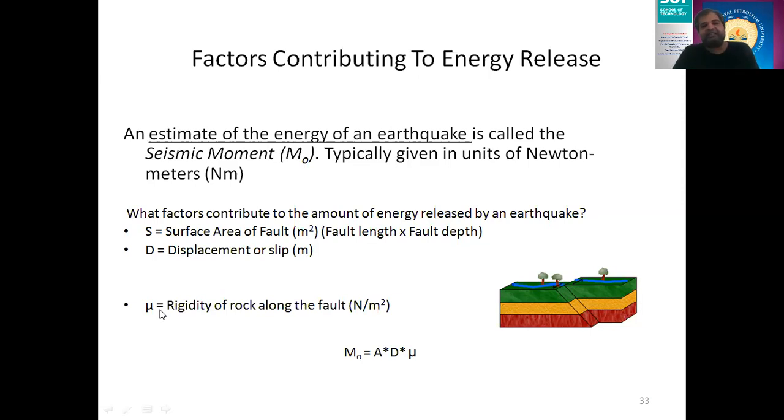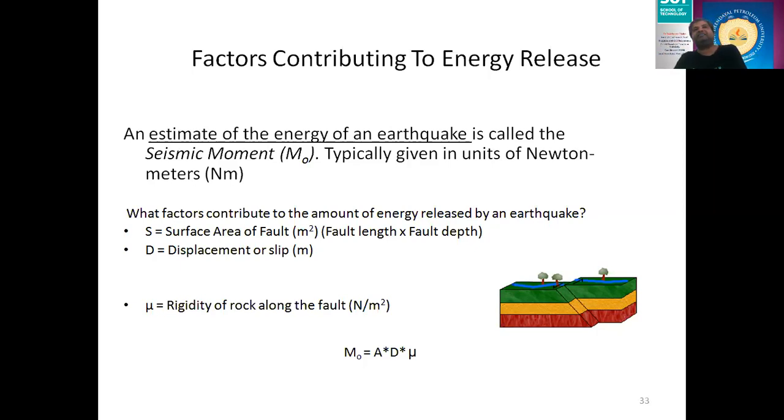The third factor is the strength of the rock. We measure the strength of the rock in terms of rigidity, the mu value, the rigidity of the rock along the fault. As the rock is more rigid, you need more force to displace it.